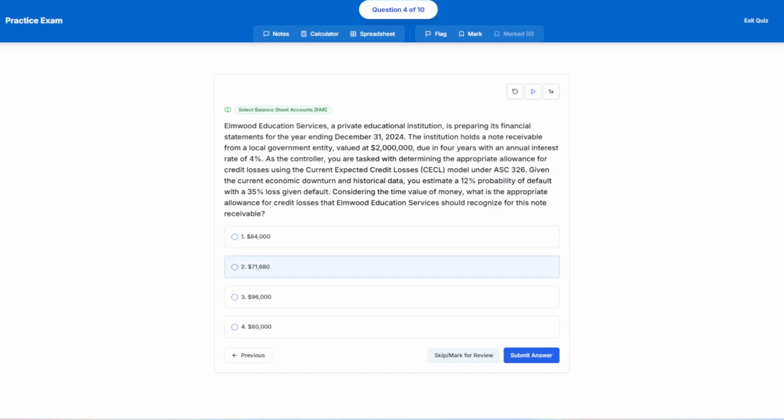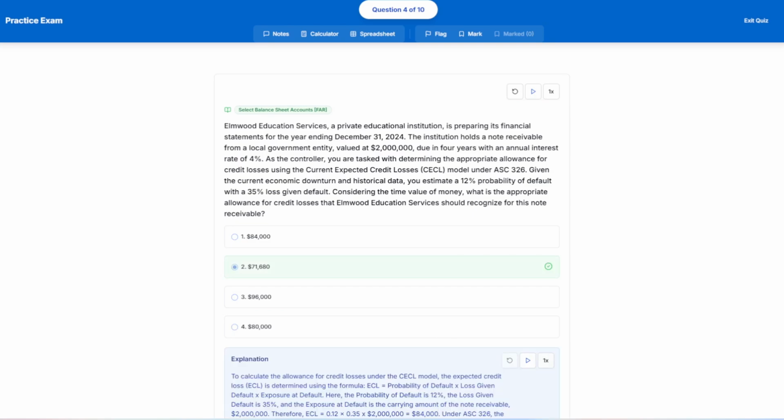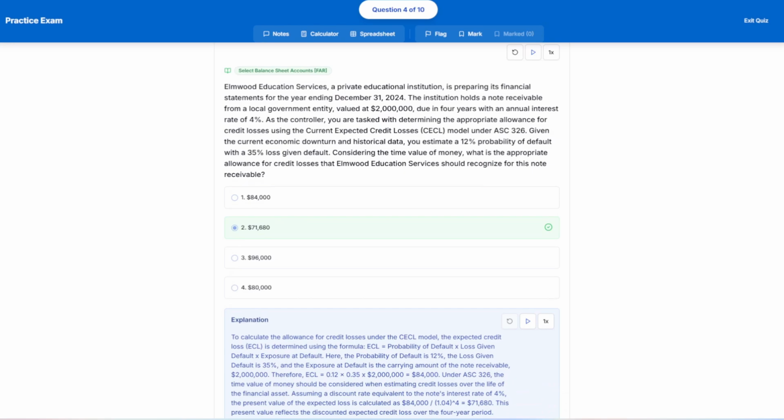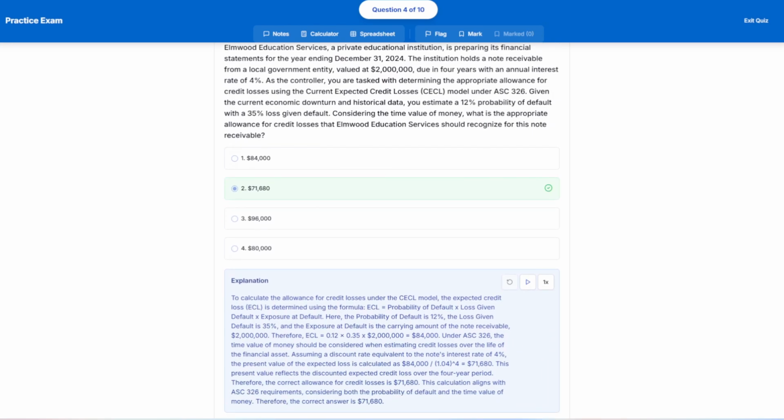Based on our analysis, the correct answer is $71,680. This reflects the discounted expected credit loss, taking into account both the risk of default and the time value of money, just as ASC 326 dictates.